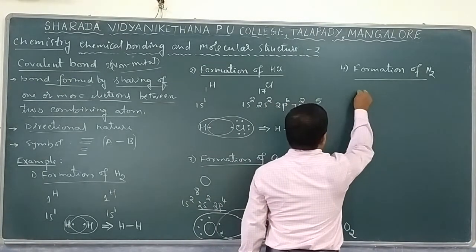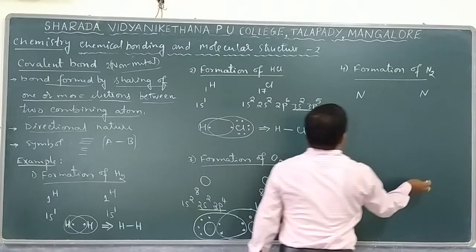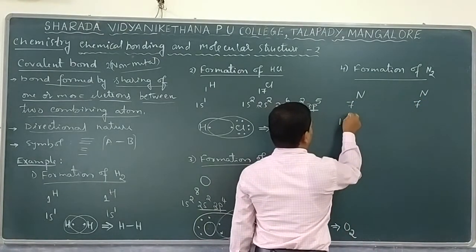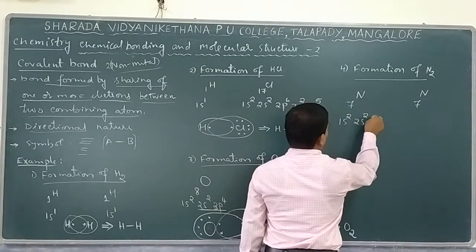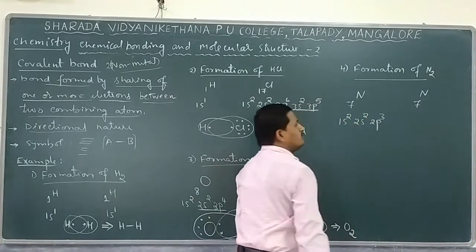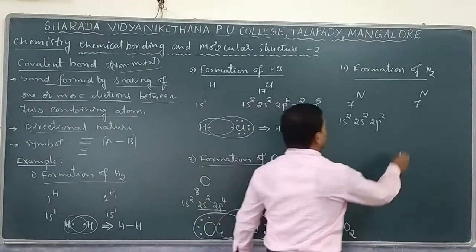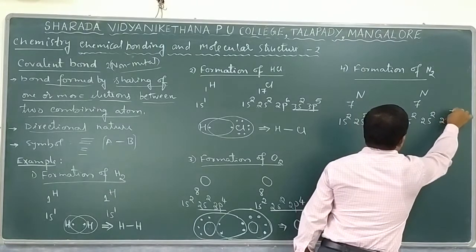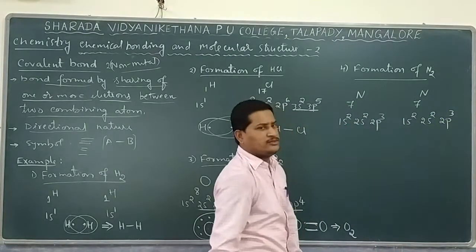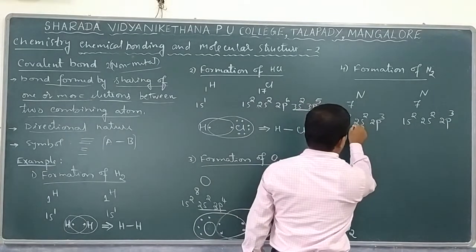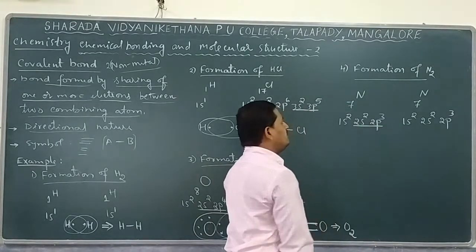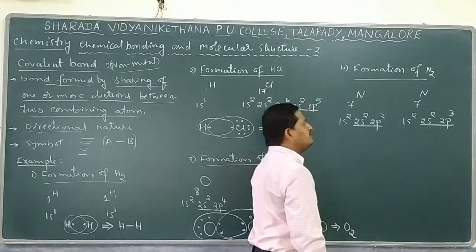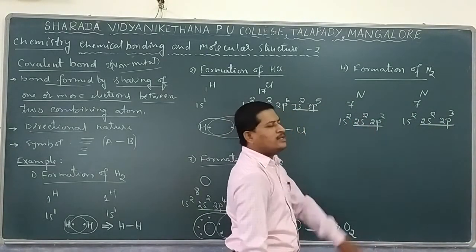If you go for nitrogen, there are 2 nitrogen atoms. Its atomic number is found to be 7, and the electronic configuration is 1s2, then 2s2, after that 2p3. So this is the electronic configuration of one nitrogen. Similarly, 1s2, 2s2, 2p3 is the electronic configuration of the other nitrogen. Here 2 is the valence shell, and 2s2 2p3 is the valence shell electronic configuration of this nitrogen. Similarly here also 2s2 2p3 is the valence shell electronic configuration of that nitrogen.